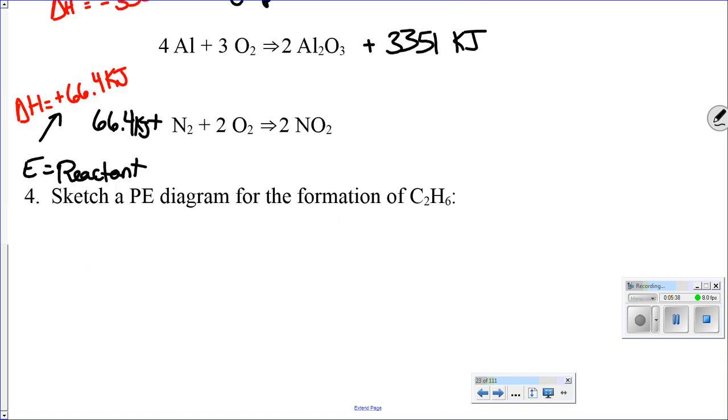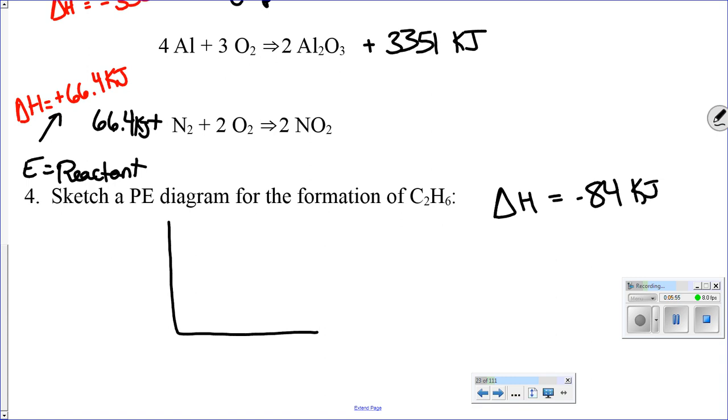Finally, you do need to be able to relate these to potential energy diagrams. So you're going to find the formation of C2H6. It's kind of right about in the middle. It's got a delta H of negative 84 kilojoules. Now, you don't have to do this exactly quantitatively. You can just sketch it out to say, okay, it's negative, which means it's exothermic. So if I start here, I always go up first. I'm going to end lower.